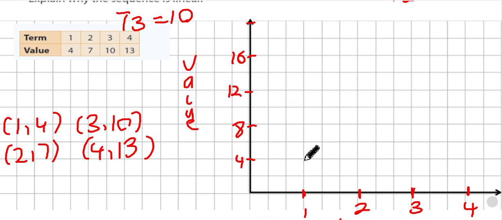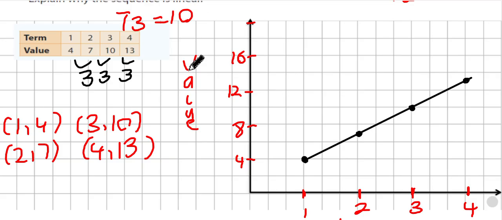So the first one's (1, 4), isn't it? And then we have (2, 7). Where'd 7 be? Yeah. (3, 10). Okay. Finally followed by (4, 13). (4, 13) would be in between 12 and 14. And you'll see that this is a straight line, which means it's a linear sequence because it keeps going up by 3 every time. Okay, you draw number 4 now, okay?